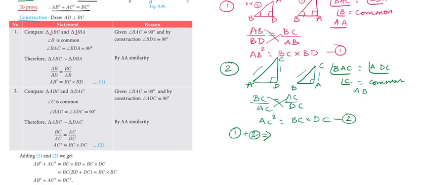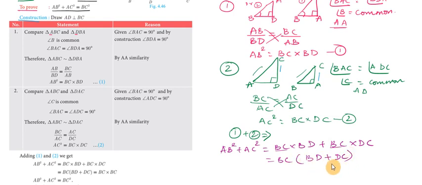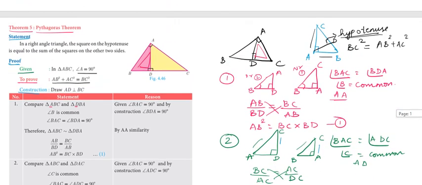So when we add 1 and 2, let us see what we get. I am getting AB square plus AC square here. So here I am getting BC into BD plus BC into DC. So here I have BC common. So I will write BC into BD plus DC. So what is BD plus DC? Look into the first main diagram and you will know BD plus DC is what? BC. You are getting it as BC.